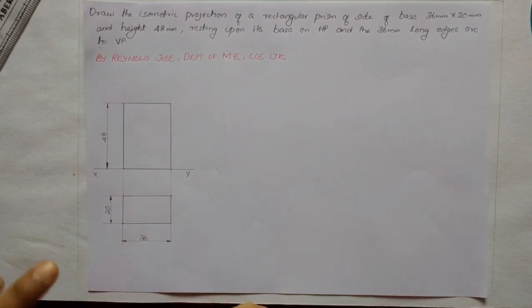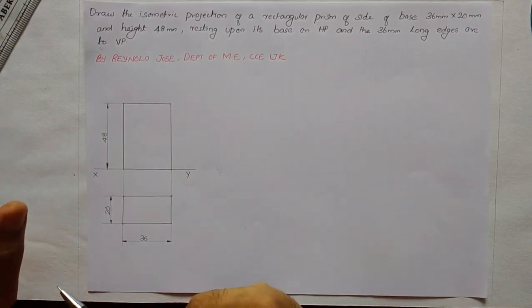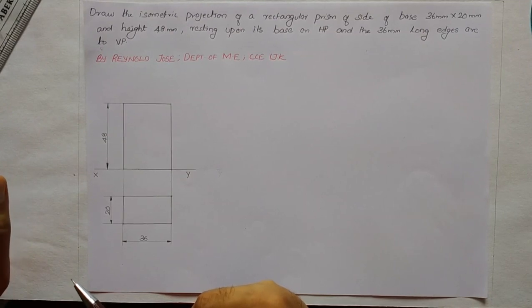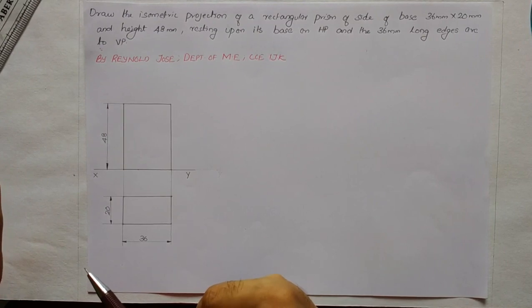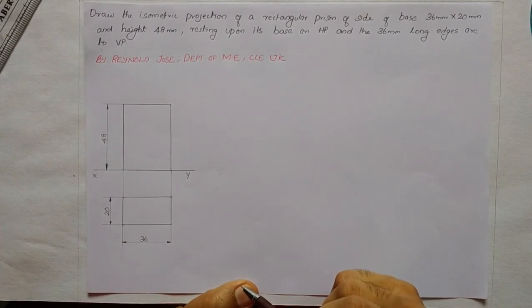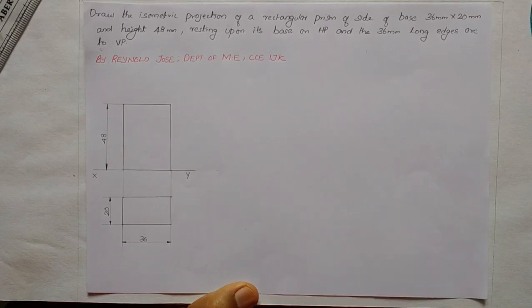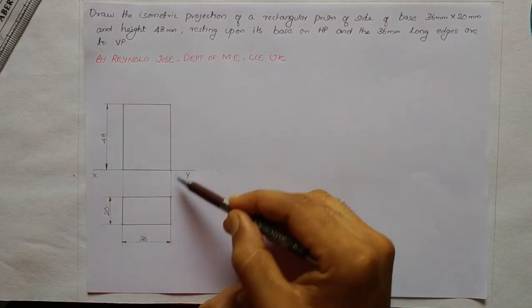So after drawing the simple front view and simple top view of this solid, the next step in this problem is drawing an isometric scale. In order to draw an isometric scale, the basic criterion that we have to fix is the minimum length that this isometric scale can read. To fix that, we have to look for the maximum dimension of the solid.